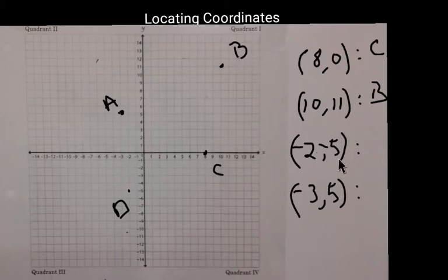Then 2 to the left and down 5. 2 to the left, down 5, point D. Our next point, the final point, is 3 to the left and up 5. Start here, go over 3 and up 5, and that's point A.